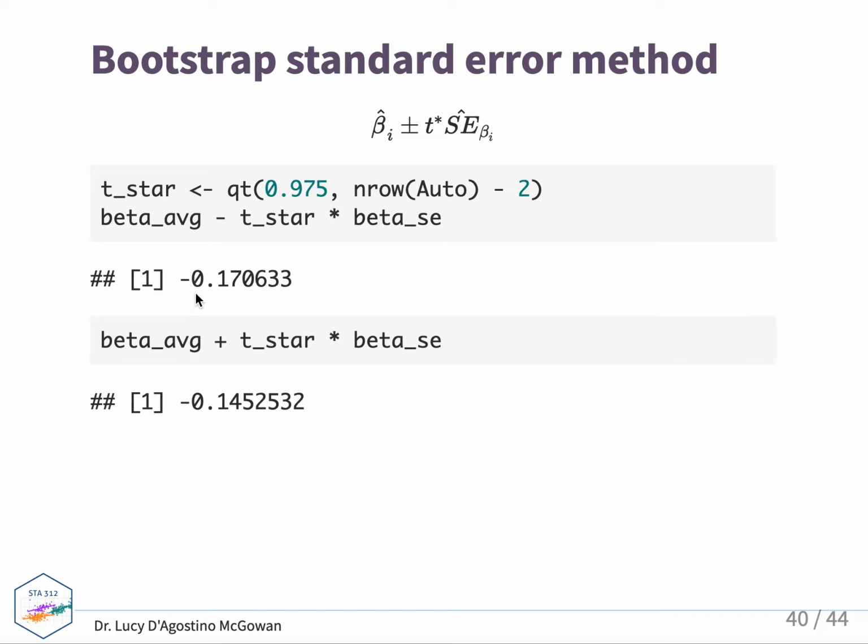And so we end up with negative 0.17 for our lower bound. Again, quite close to what we get in the percentile case and also in the traditional method. And then we end up with negative 0.145 for the upper bound, which again is quite close.